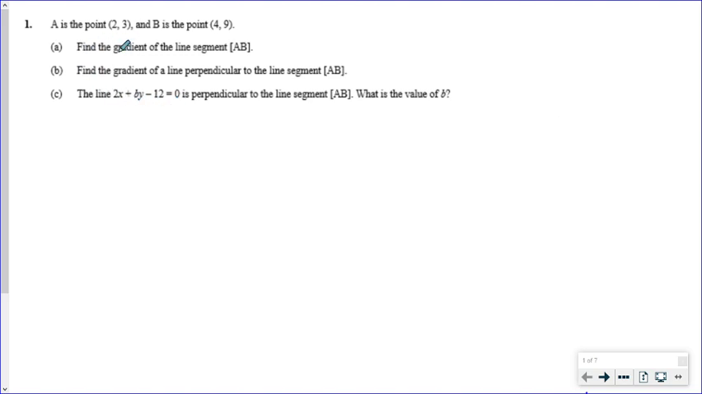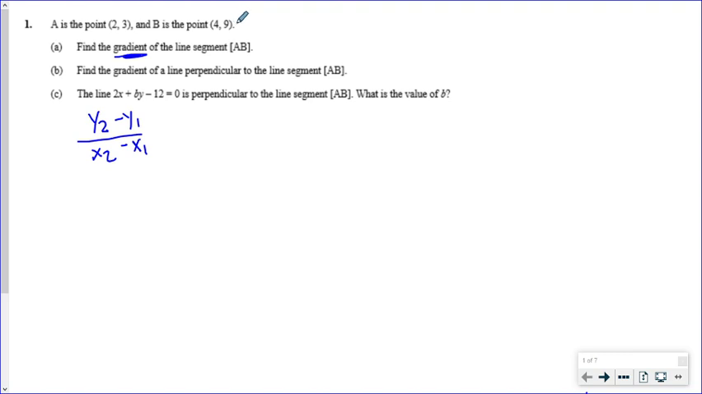Alright, hopefully by now we all realize that gradient, this word right here, means slope. So if we want to find the slope between these two points here, we're going to use our gradient formula. This guy: y2 minus y1 over x2 minus x1. And it really doesn't matter which one you pick.